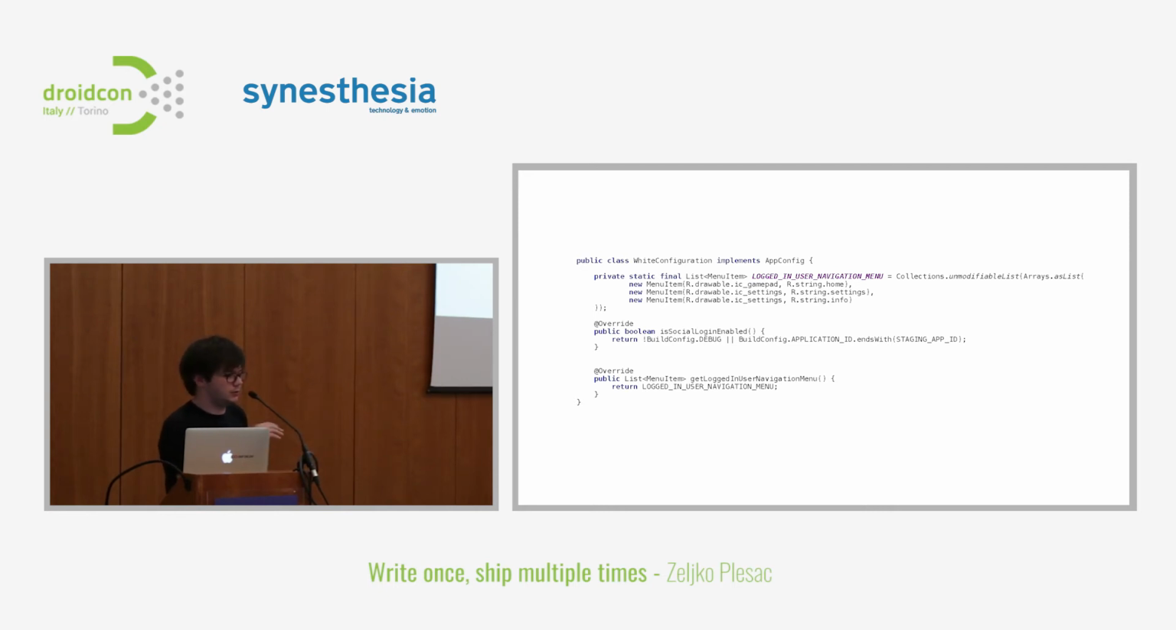And then you just call the interface inside of your application. So basically, in your presenters, you will write appConfig.isSocialLoginEnabled, and the implementation of that configuration will be provided with Dagger. So basically, then you can change it on the fly.